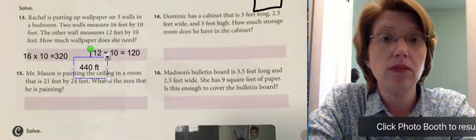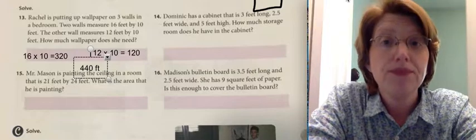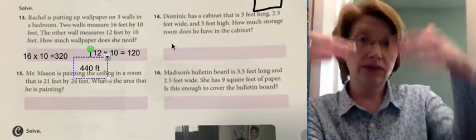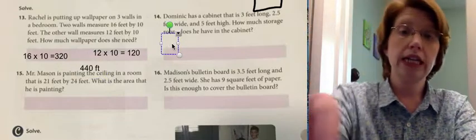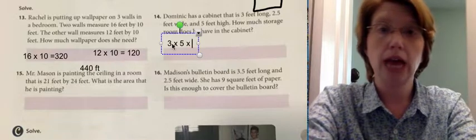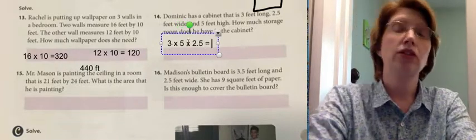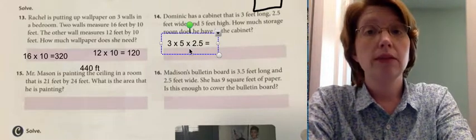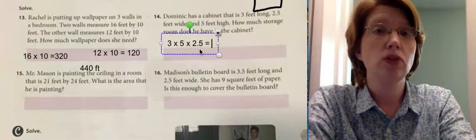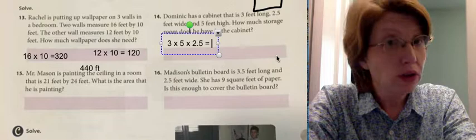Dominic has a cabinet that is 3 feet long, 2.5 feet wide, and 5 feet high. How much storage room does he have in the cabinet? So storage room means he's filling it up, right? So we're going to need volume. So this means that you are going to multiply all of this together. And I'm going to trust you to do that. So 3 times 5 times 2.5 would be 15 times 2.5. And then your answer will go there.